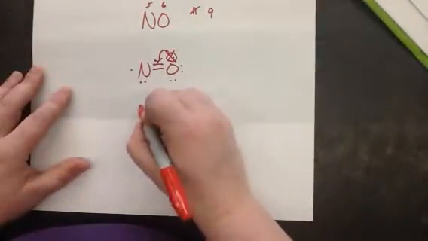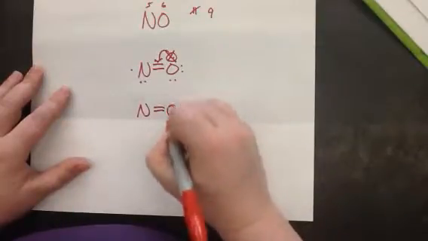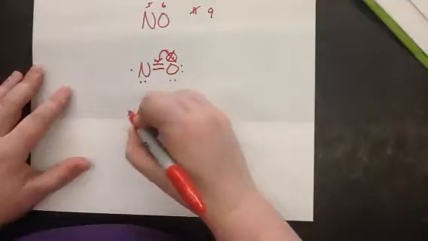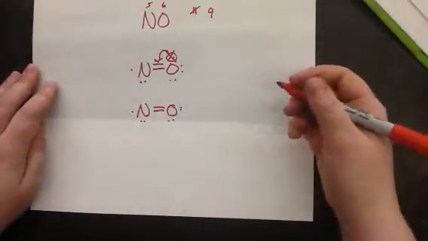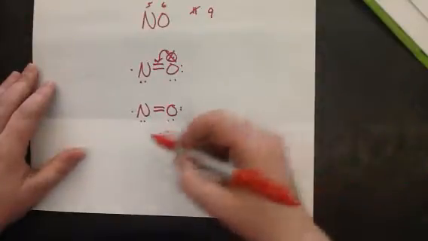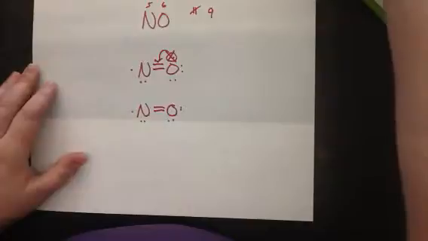So our final dot diagram for NO is going to have a double bond between the nitrogen and the oxygen, 2 lone pairs on the oxygen, and a lone pair and a single electron on the nitrogen.